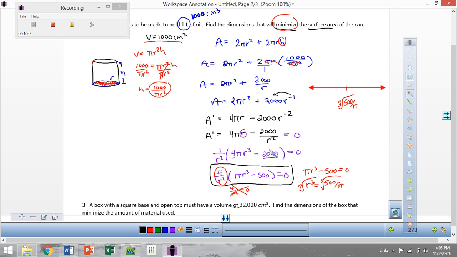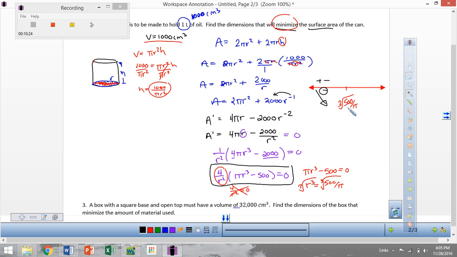And I'm saying, if I plug in 1, what kind of number do I get? Well, 4 over 1 squared is going to be positive. And if I plugged in 1 here, pi times 1 cubed minus 500 would be negative. And so it's going to be negative, which means I'm going to be decreasing there.